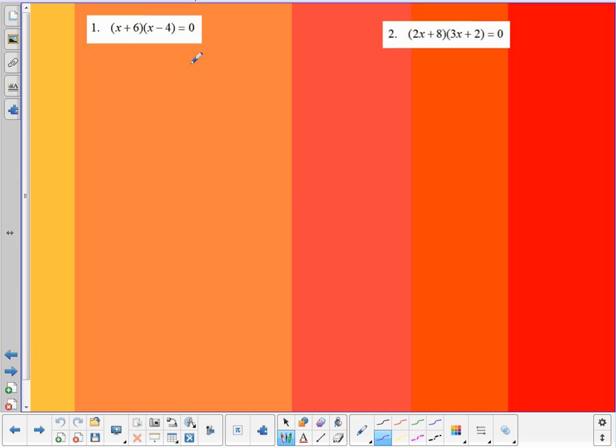So let's just look at number one. I have these two binomials, x plus 6 and x minus 4, that's equal to 0. They're being multiplied together. This should look like the factored form of an expression. It is. What this is saying is that if this whole product is equal to 0, then each of these parts can be set equal to 0. So I'm going to split these two parts into each their own equation. I'm going to have x plus 6 equaling 0, and x minus 4 equaling 0.